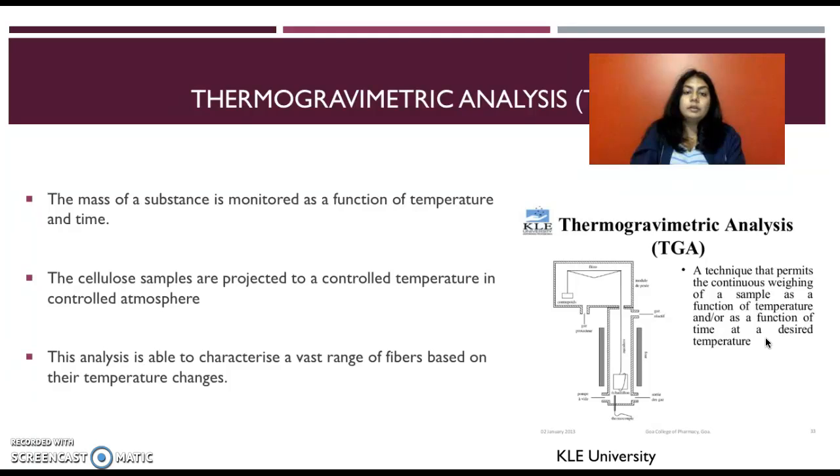So the thermogravimetric analysis measures the mass of the substance, which gets monitored as a function of temperature and time. The cellulose samples are projected to a controlled temperature in controlled environments. This analysis is able to characterize a vast range of fibers based on the temperature changes.